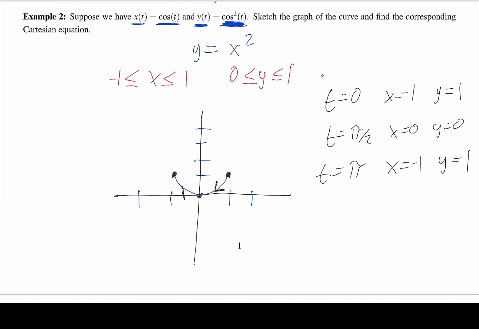Now, something special that happens in this graph is, what if we increase our t value? What if I do t equals 3 pi over 2? Then we'd go back to x equals 0, y equals 0. So we travel in this direction first, and then we bounce back. So then we would head back in this direction, and once we reach this point, we would bounce back in the other direction. So it'll be traveling along this curve back and forth. That's why we have these two contradicting sets of arrows.